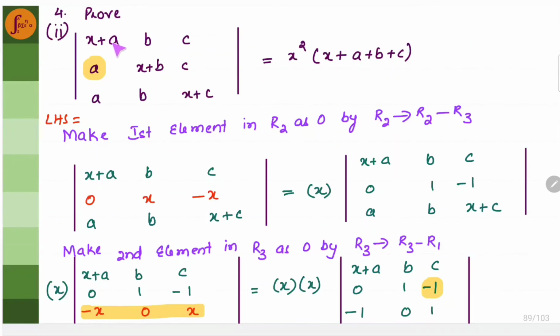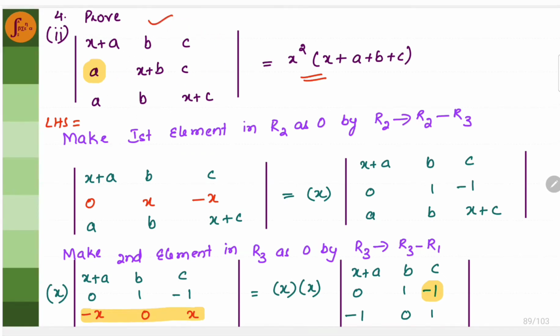Let's go to the fourth main. Here you'll have to prove that this is the determinant value for this particular determinant. So you take the LHS. LHS is this portion. See here, there are two techniques actually. One thing is you have similar terms. X plus A, B, C. X, B, C, A, B, X, C.